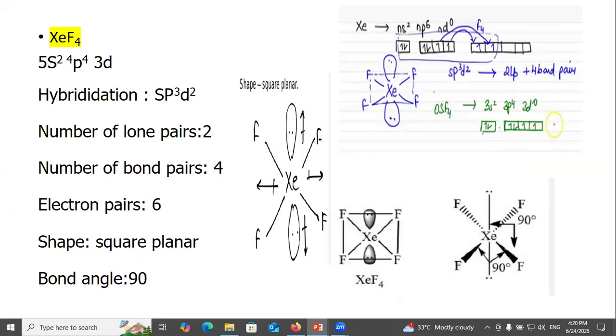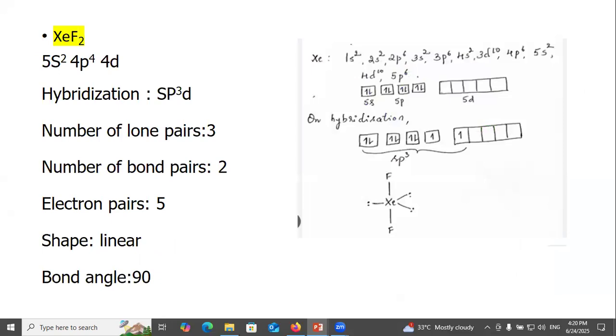Xenon tetrafluoride: hybridization sp3d2, number of lone pairs 2, number of bond pairs 4, electron pairs 6, shape square planar, bond angle 90. Xenon difluoride: sp3d, number of lone pairs 3, number of bond pairs 2, electron pairs 5, shape linear, bond angle 180.